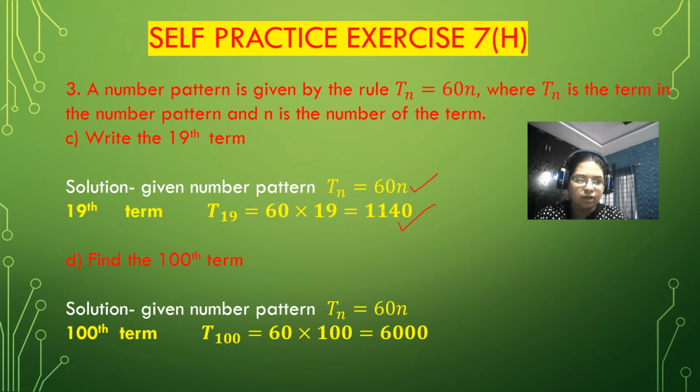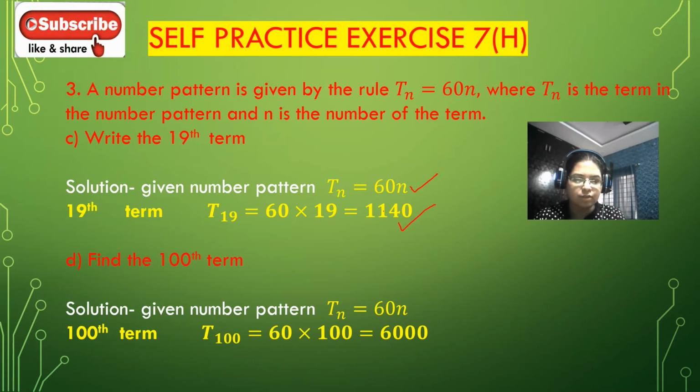D. Find the 100th term. We have to find the 100th term of the number pattern Tn equal to 60n. So for the 100th term, we have to put the value of n equal to 100. So T100 equal to 60 multiplied by 100, that is 6000. So the 100th term of the number pattern Tn equal to 60n is 6000.